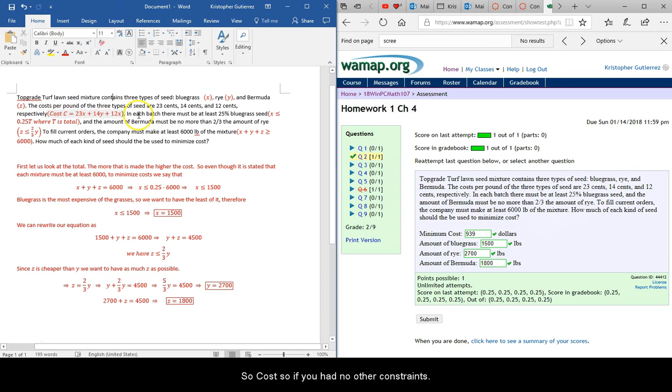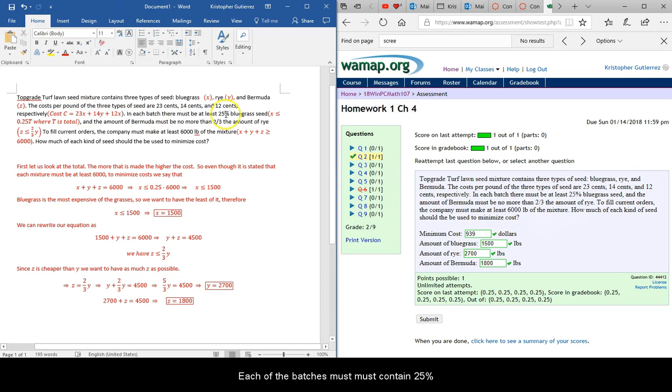Alright. So cost. So if we had no other constraints, we want to minimize cost here. If we had no other constraints, we just wouldn't produce anything, and it wouldn't cost anything. But we have to produce at least 6,000 pounds. We have that down here. So what we want is, we prefer 6,000 pounds of the cheaper seed rather than 6,000 pounds of X.